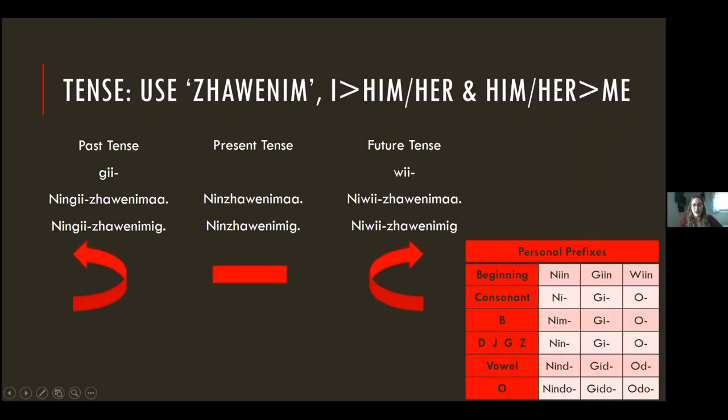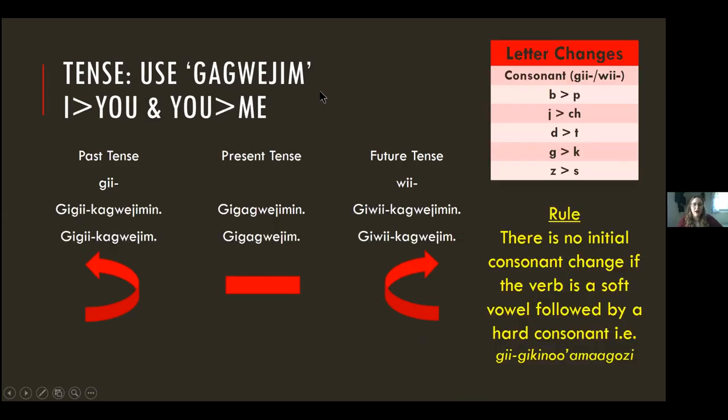Okay, so again, there's those personal prefixes there because it starts with a J, right? You use nin. Because there's a G here, you would use nin as well. Okay, so looking at the ones that change again, we're going to use gagwejam for I to you and you to me. So past tense, gigi gagwejamin.